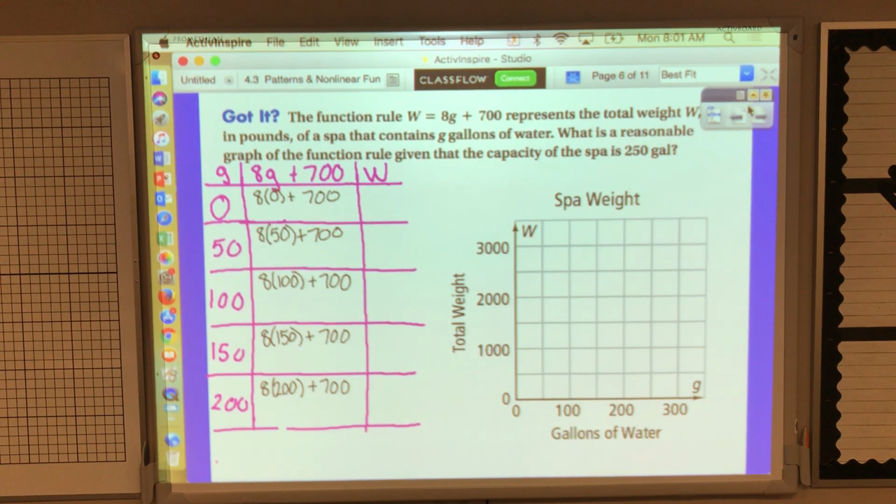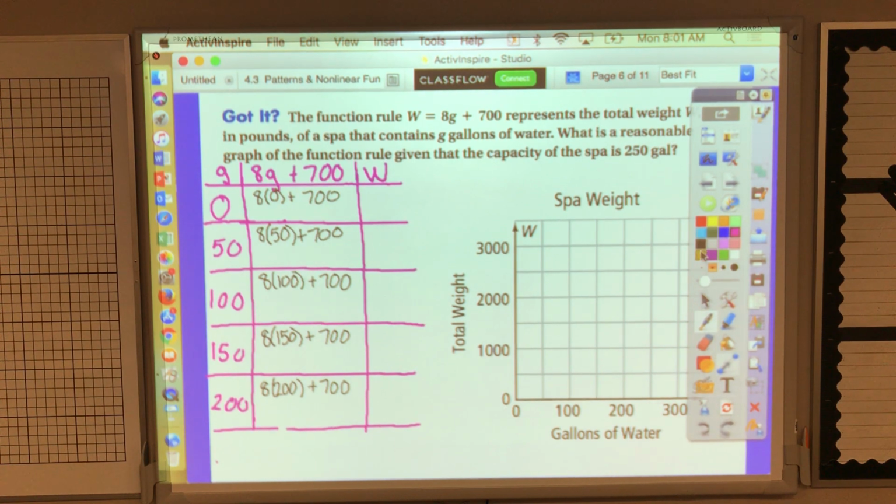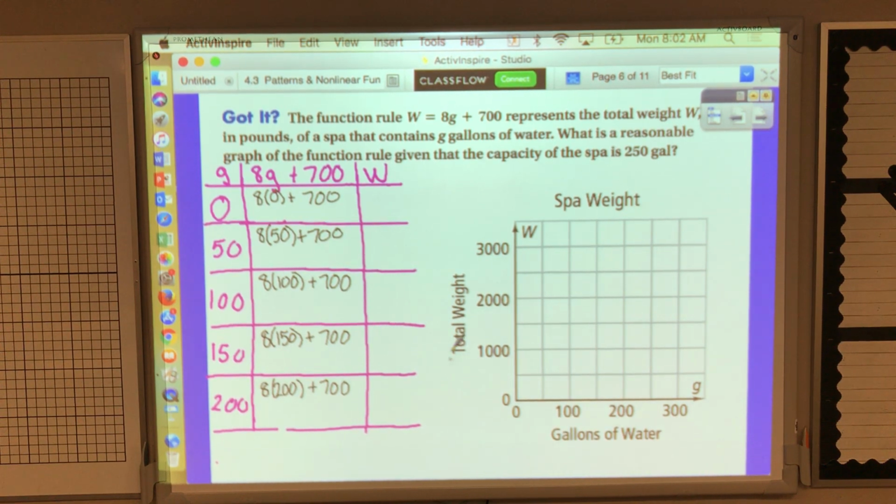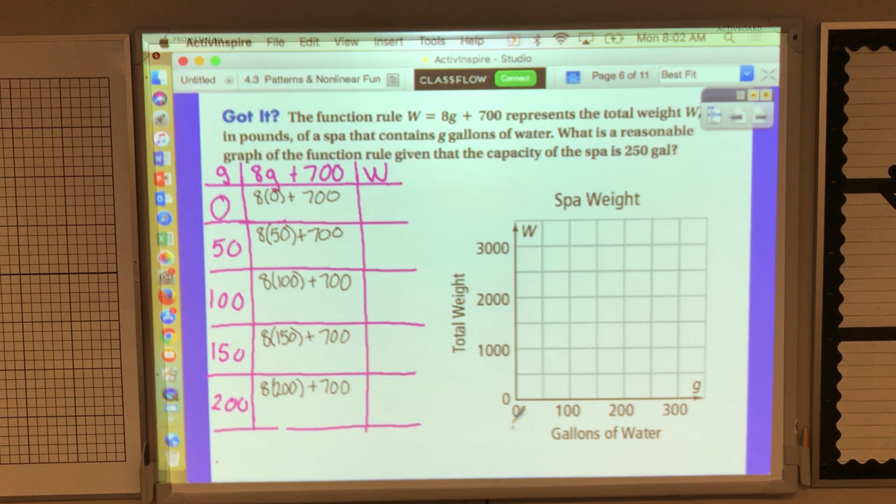So for my table, I already started making it again. This time we're not using X and Y. Your input is whatever's on this side, so it's G. Here's my equation. My output is W. Now this time, since it's a word problem, I can't plug in a negative number of gallons, so it doesn't exist. So I started my graph at 0. And here, in my table, every other one is 100, so the ones in the middle are 50. So I did my 5 values.